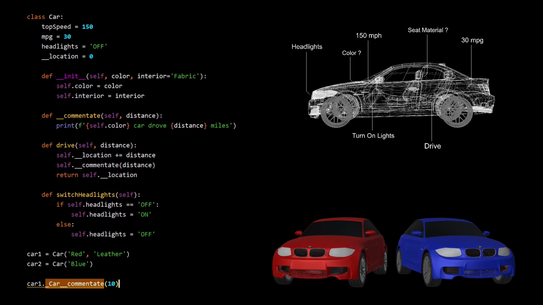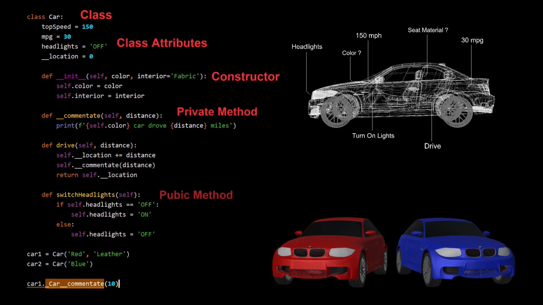Let's do a quick recap of this first section. We learned about class and class attributes. We learned about constructor and instance attributes. We learned about private and public methods, and also how to create an instance of a class. Lastly, we also learned about the concept of encapsulation in object-oriented programming.